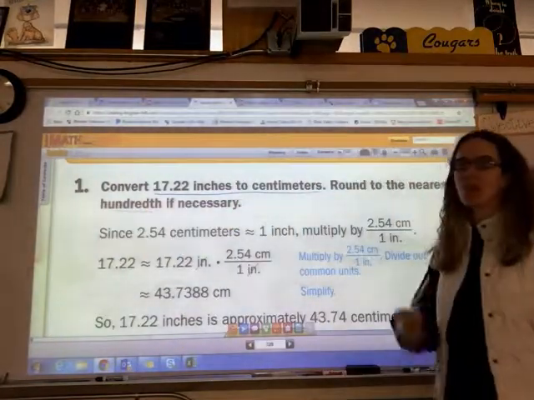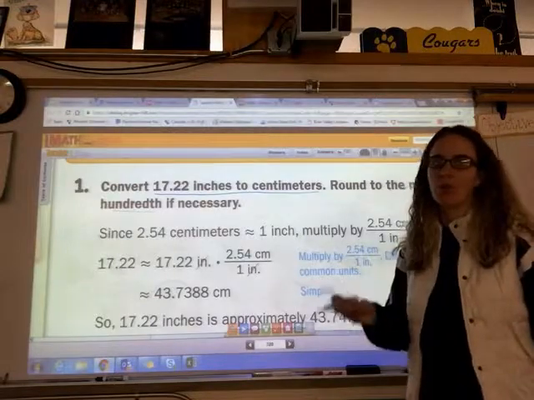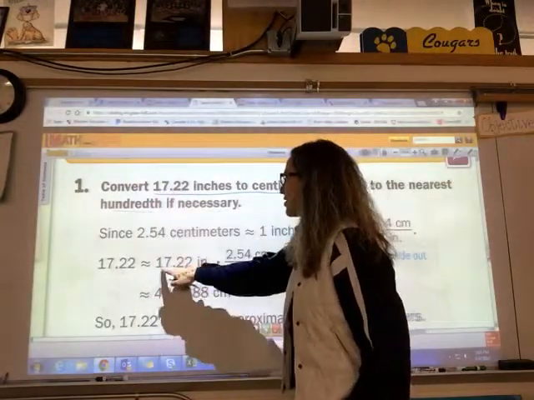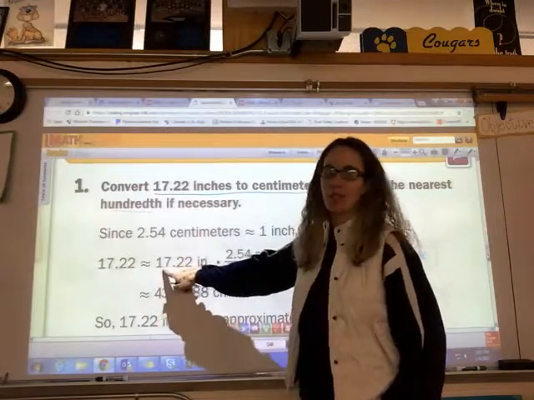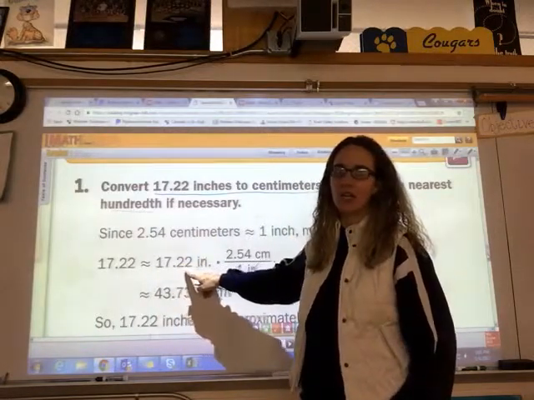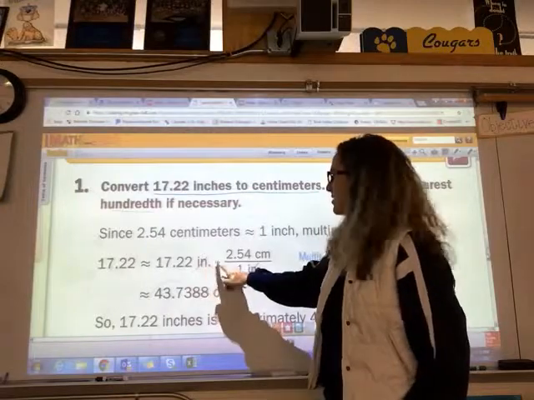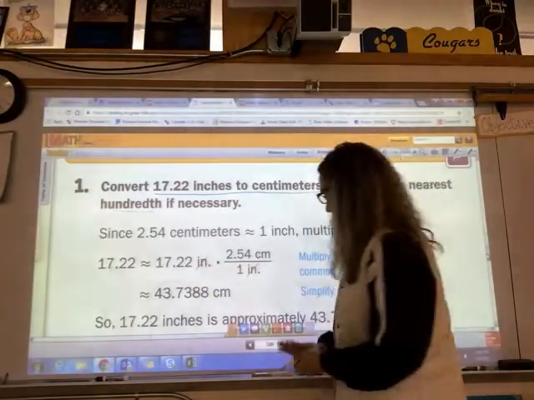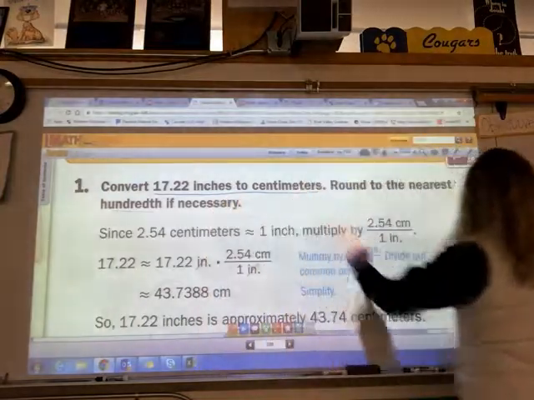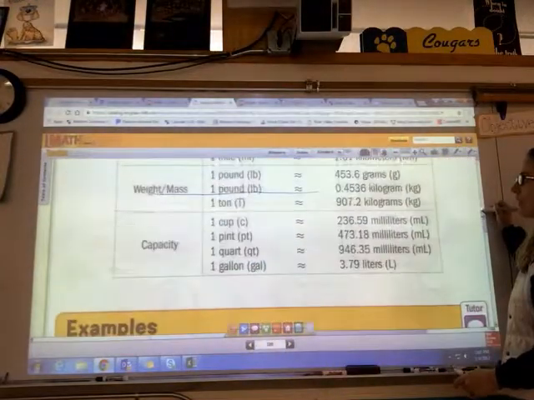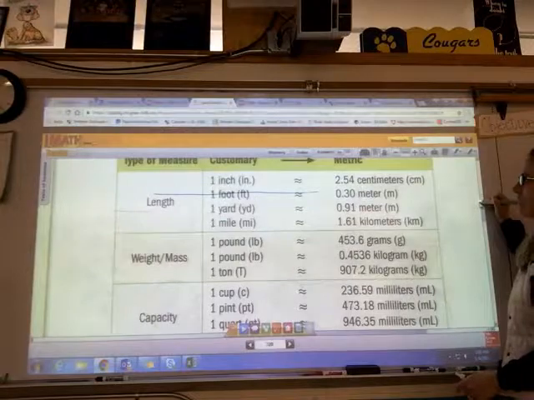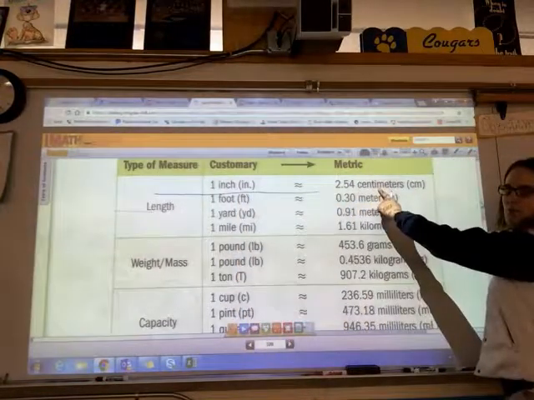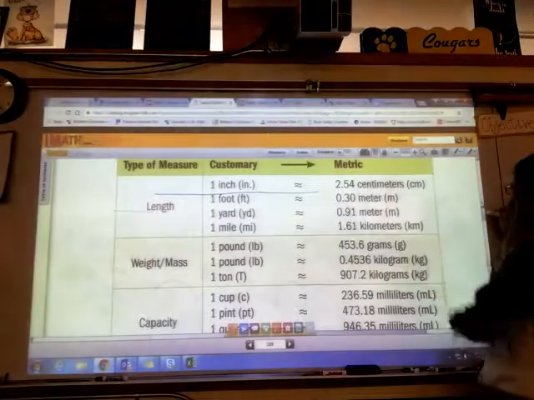Okay, so when we set this up, the first thing that you're going to want to do is start with what you have. We know that we're working with 17 and 22/100 inches. So I'm going to write down, and you would write down on your paper, 17 and 22/100 inches times, and then we're going to look at our conversions. Okay, so I'm going from inches to centimeters. So what I would do is go back up here, okay, and notice right here I have the conversion of inches to centimeters. So that's what I'm going to be using.